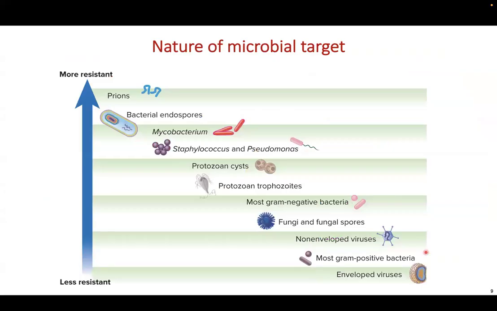So, as much as we know of all of this information, we also have to know that depending on the type of microbial agent, they can be either resistant or less resistant. So, starting from somewhere like prions, they are more resistant to agents, and then you can have bacterial spores, which are also difficult to get rid of. We have mycobacterium. It keeps coming till you get to somewhere like enveloped viruses, which are actually less resistant to microbial agents and easy to get rid of.